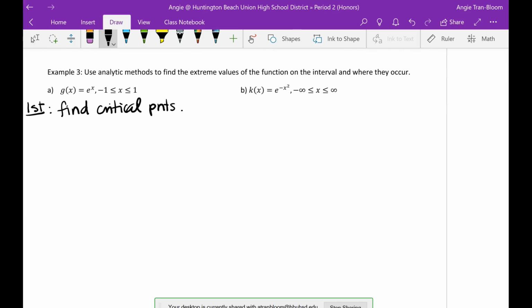So we're going to do g prime of x. Well, g of x is e to the x. So what's the derivative of e to the x? E to the x. I love it. And set it equal to what? 0. Perfect. Let's solve for x, because we're interested in finding where it is located. Now what?